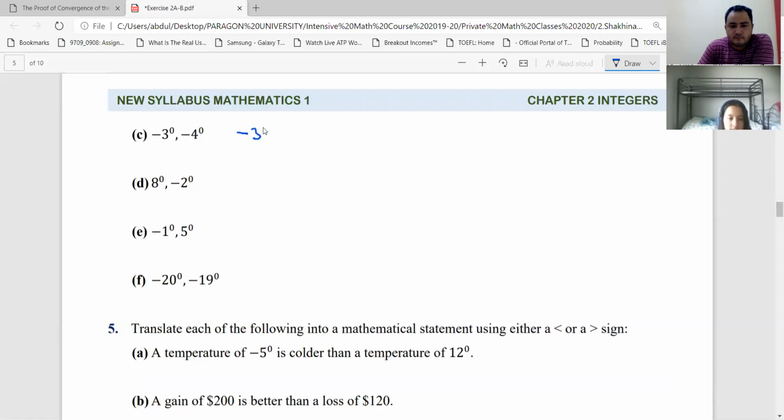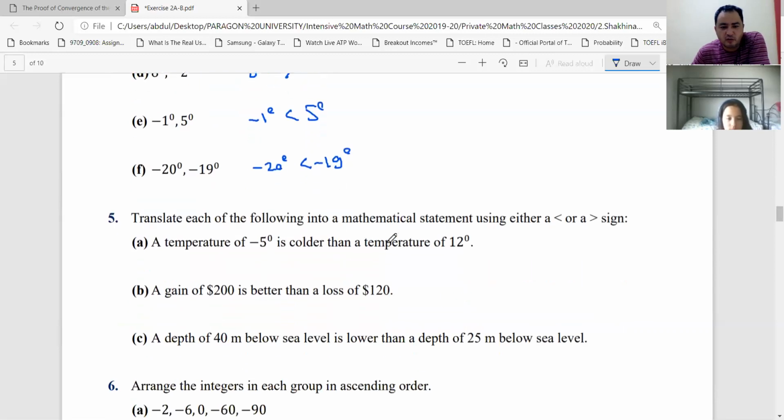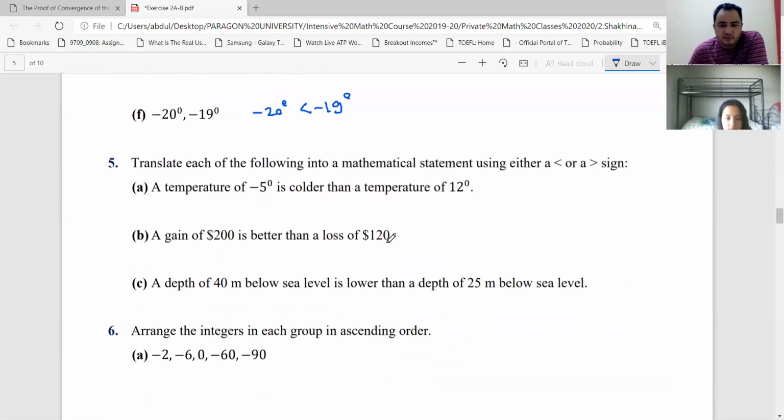-3 degrees is greater than -4 degrees. Okay. D. 8 degrees is greater than -2 degrees. Okay. E. -1 degrees is less than 5 degrees. All right. F. -20 degrees is less than -19 degrees. Very good. When you do this kind of question, it should be similar to this.